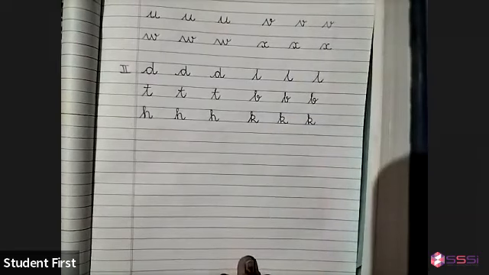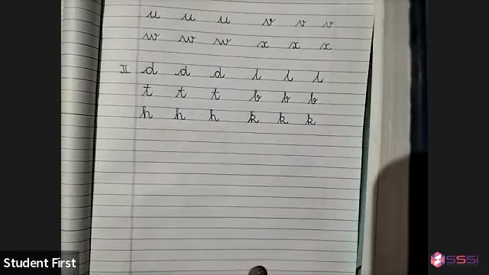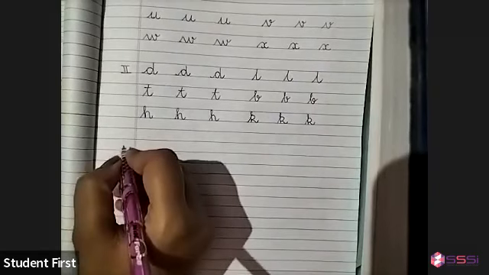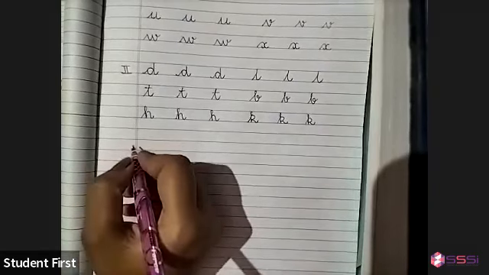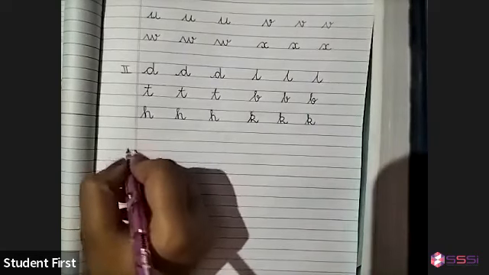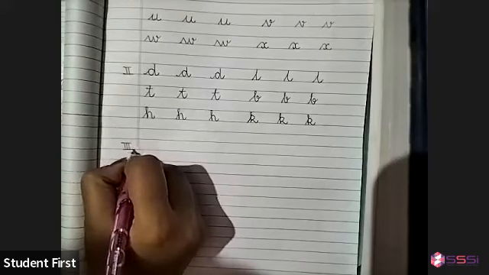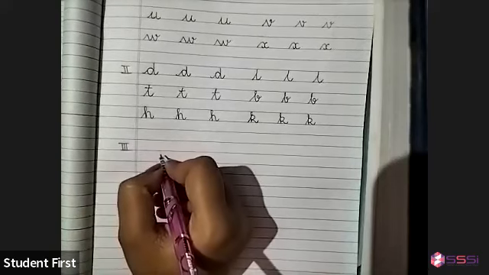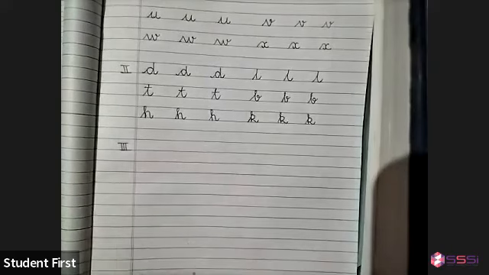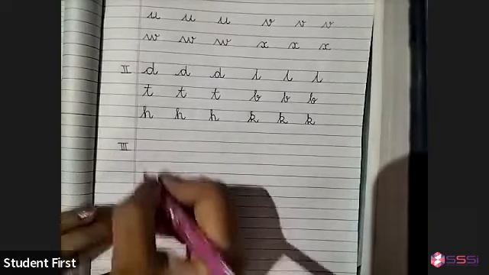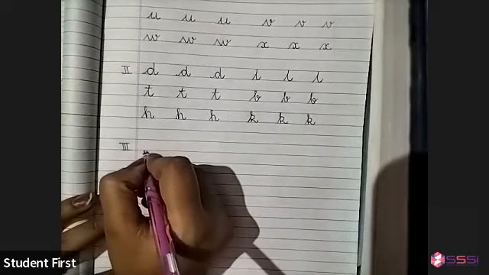All these letters come under the tall letters. So after completing this, we'll move forward to the third category, which is of fall letters. We call them fall letters because they fall below the lower line. So that's why they come under fall letters.